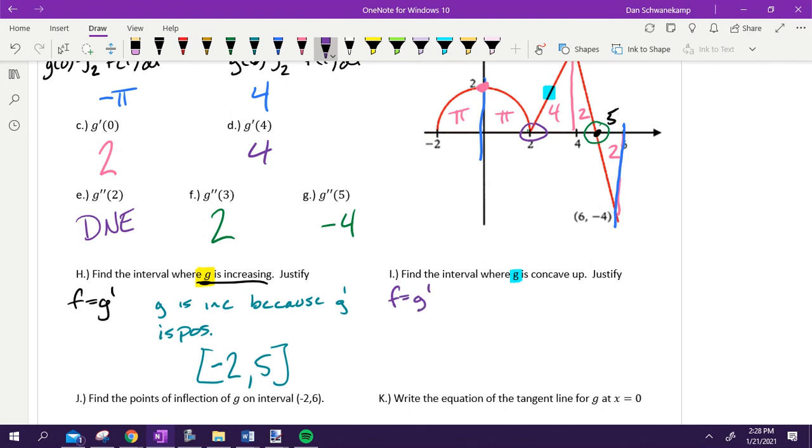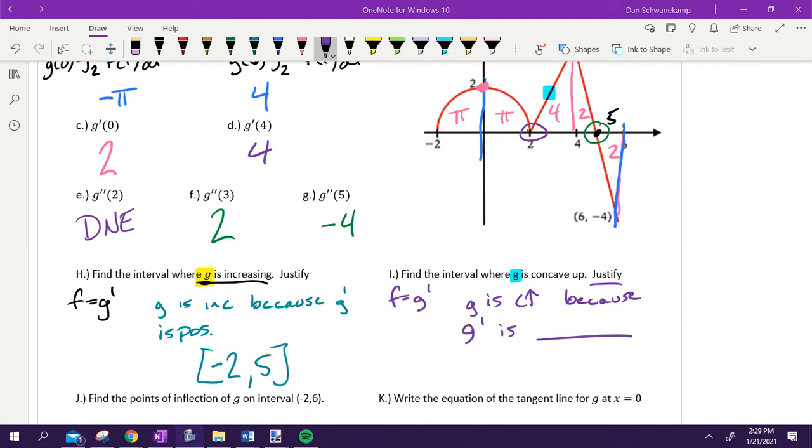Once I've said that, now I can say, all right, well, G is concave up because G prime is blank. That's my justification. I am writing the justification before I even do the problem. Finish that with your neighbor.